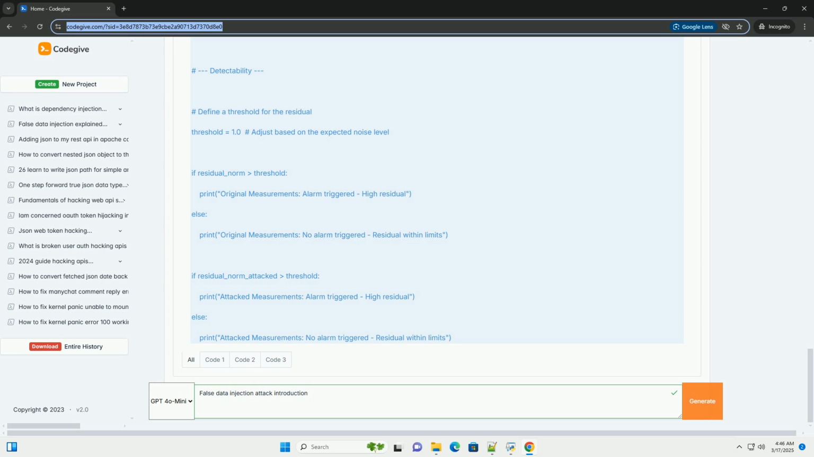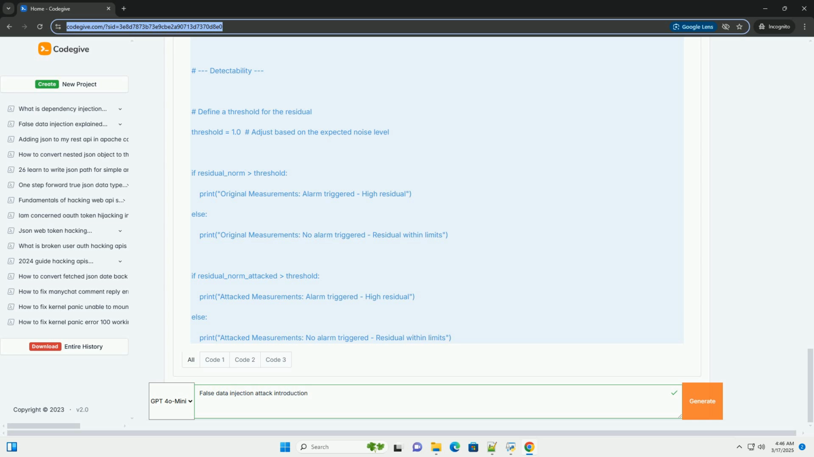6. Further exploration. Research papers: search for research papers on FDI attacks in specific CPS domains, for example false data injection attacks in smart grids, cybersecurity of water distribution systems. Security standards: familiarize yourself with relevant security standards for CPS, such as the NIST Cybersecurity Framework and IEC 62443. Cybersecurity training: consider cybersecurity training courses specifically focused on CPS security.